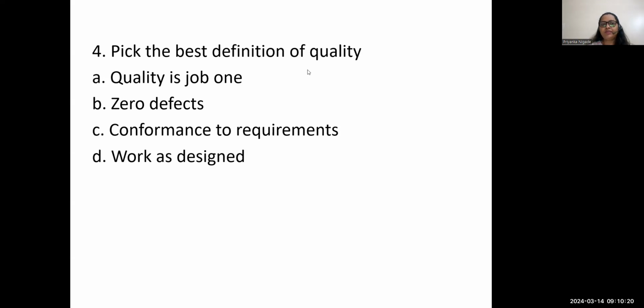So the correct answer is definitely C, conformance to requirements. Quality means meeting the customer expectation as per the requirement, as per the need of the customer, right? We can simply focus on the customer requirements. We can even focus on the duration, that particular budget, and the service offered to that customer. Okay.